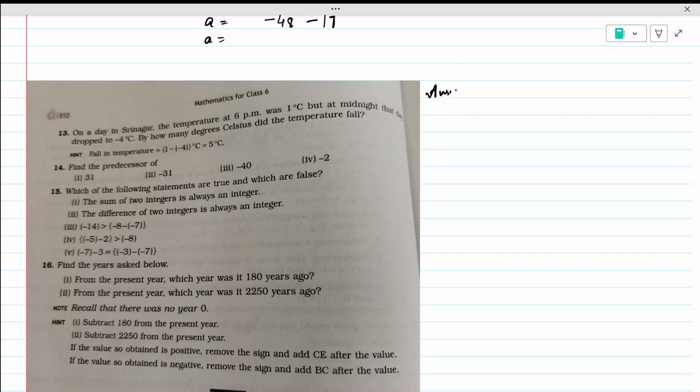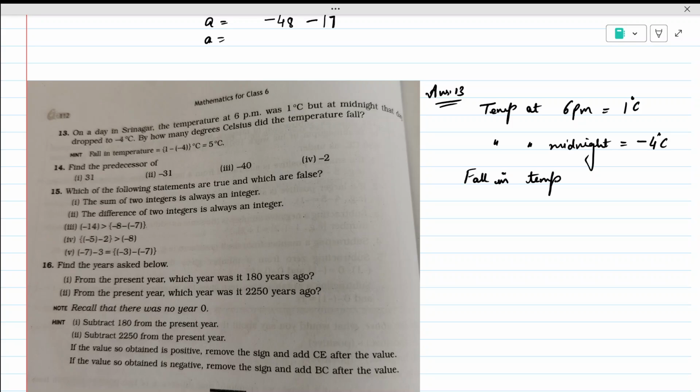Answer 13. What we'll have to do? Temperature at 6 p.m. was 1 degree Celsius. Temperature at midnight is minus 4 degrees Celsius. What we have to do? We have to find the fall in temperature, that is, the difference.